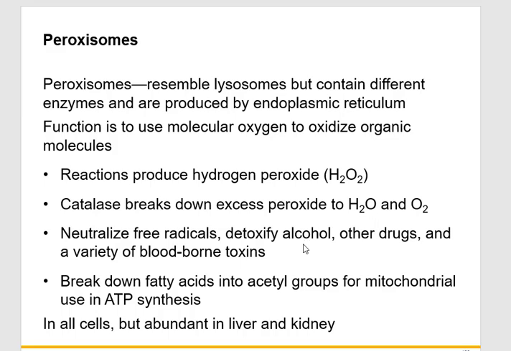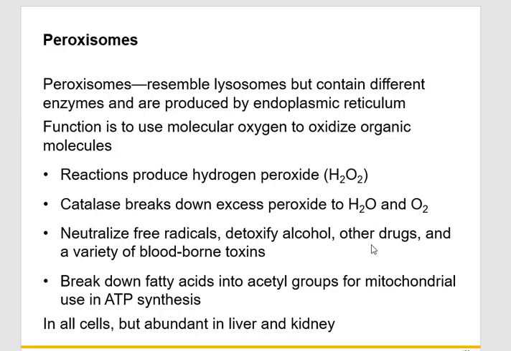Because alcohol is actually poisonous to us. And people who overdrink alcohol can actually die from alcohol poisoning. I've actually lost some students that way. So don't drink to excess.